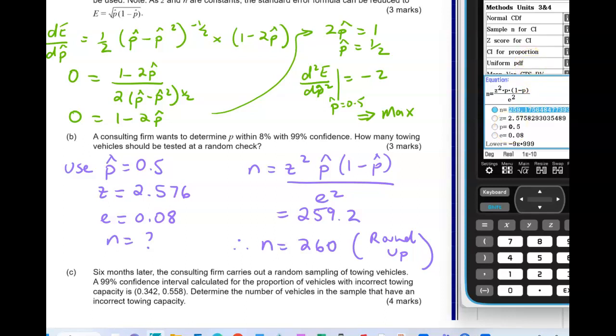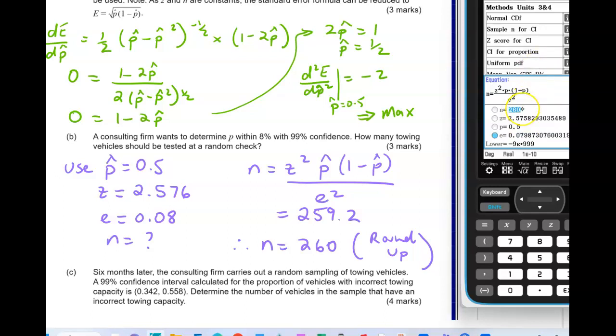If I put in 260 and I solve, it's very minimal, but even so, put 260 in, same parameters, but this time I'm solving for E. You can see 260 works. You can see how 260 has a margin of error of slightly less than 0.08, or less than that 8%.